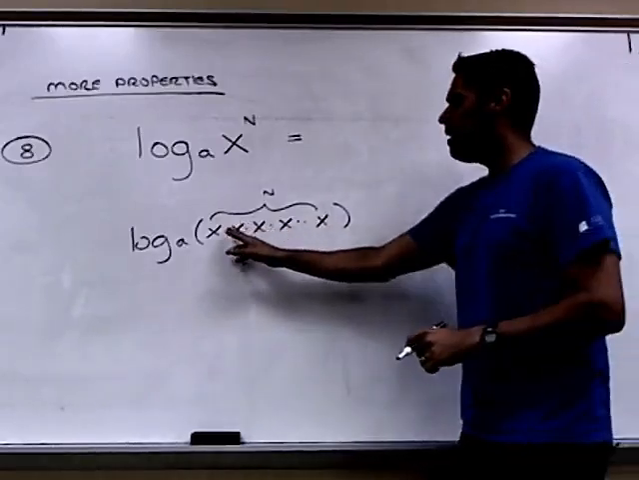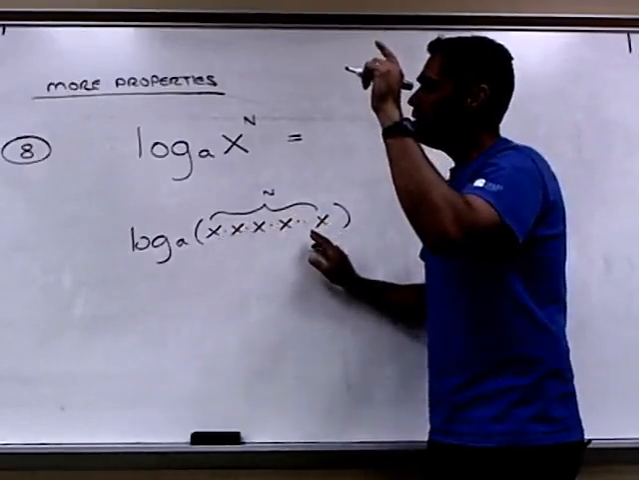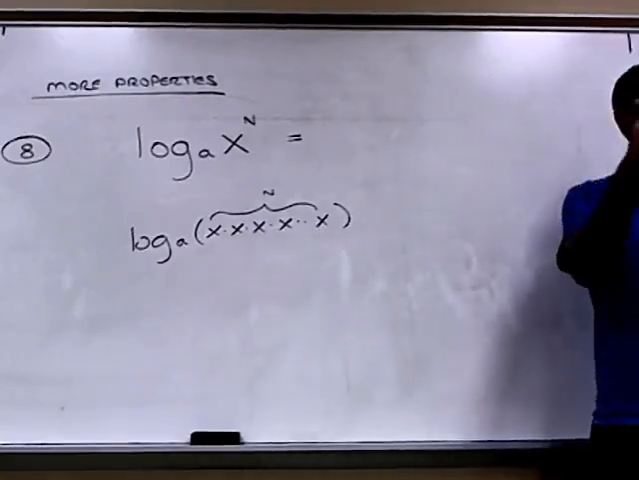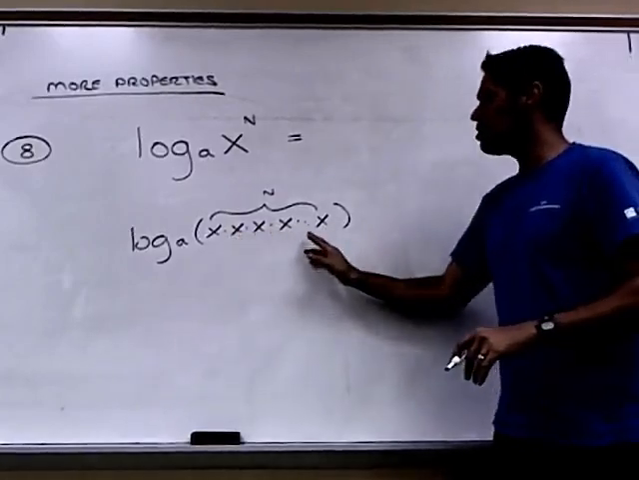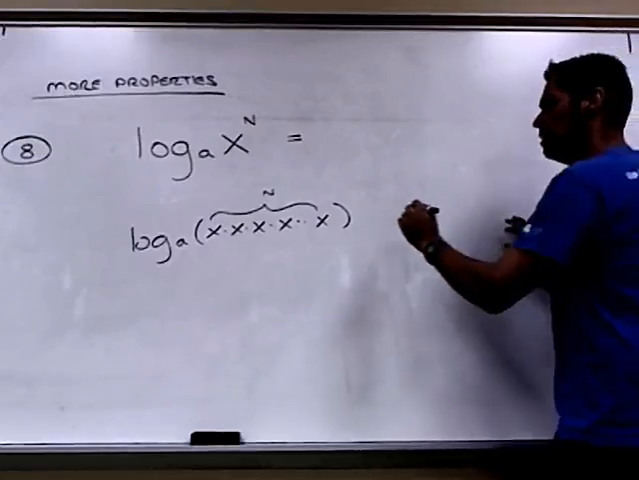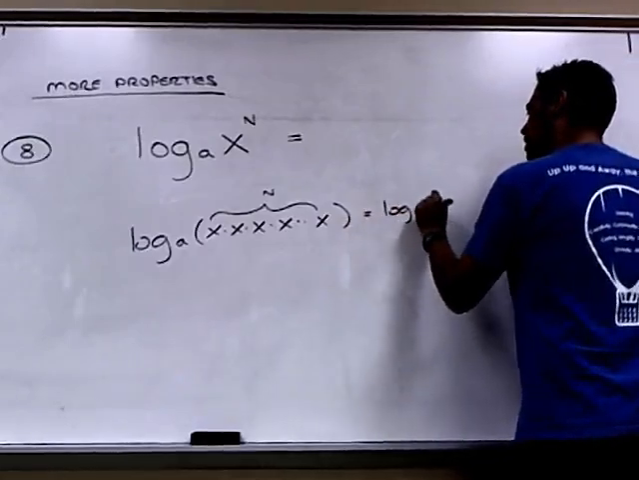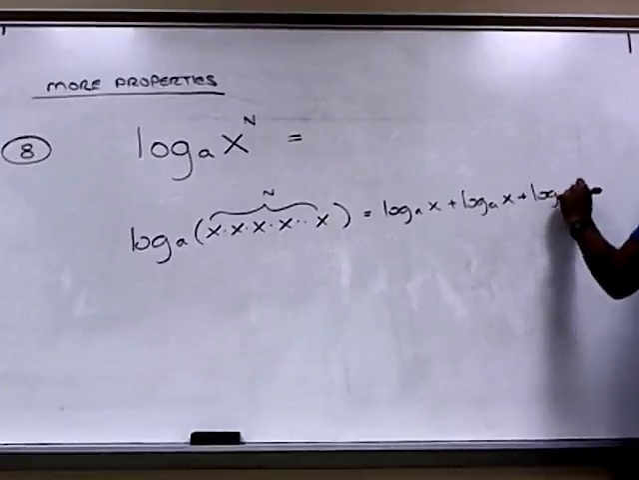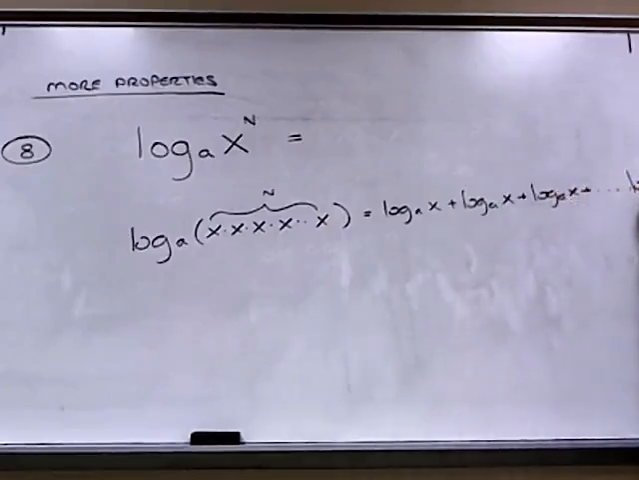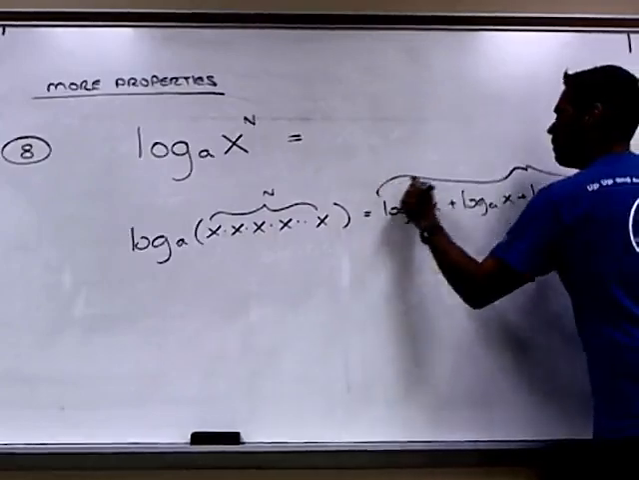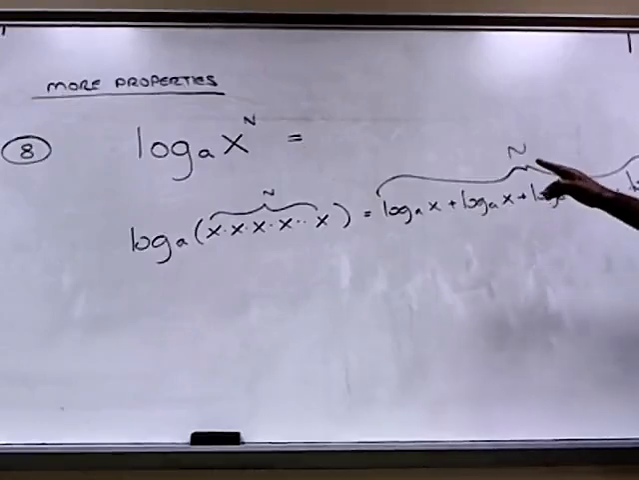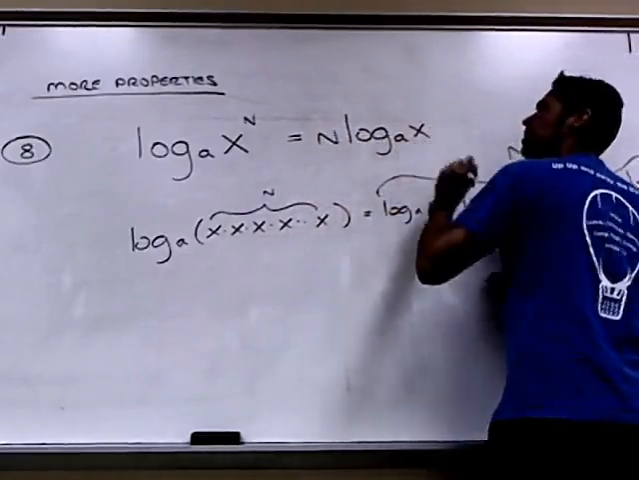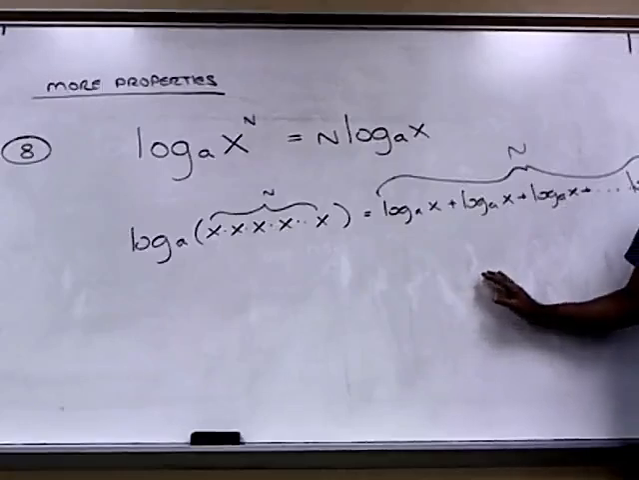And so every time we have a multiplication, that sixth property said we could do what? If we have multiplication, it splits and becomes addition, right? So for every multiplication, shouldn't I be able to create its own log for each one? So I should be able to say log base A of x plus another log base A of x, plus another log base A of x. And how many of these log base A of x's will I have? N of them, right? So does it make sense that this property says this becomes n of the log base A of x's? N of those things.